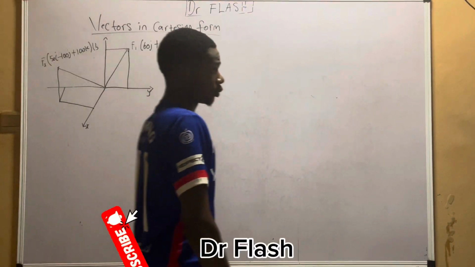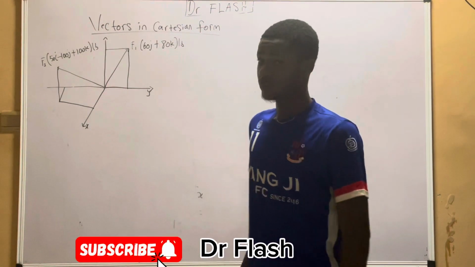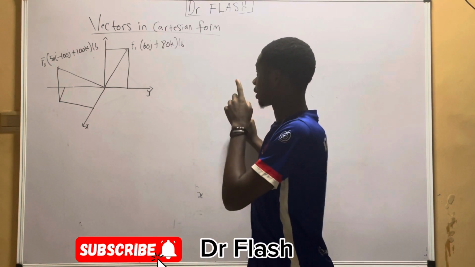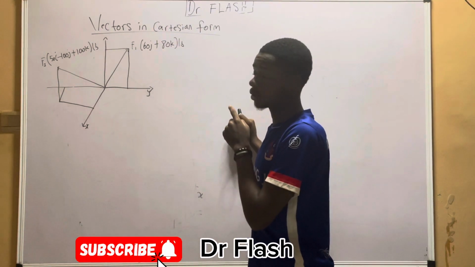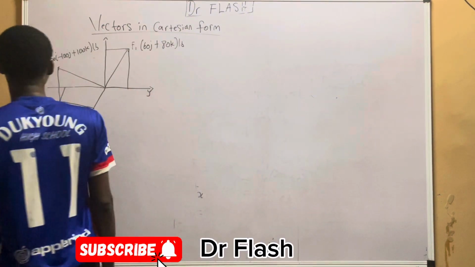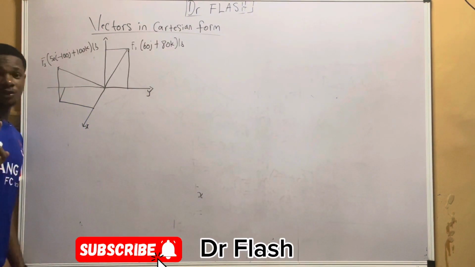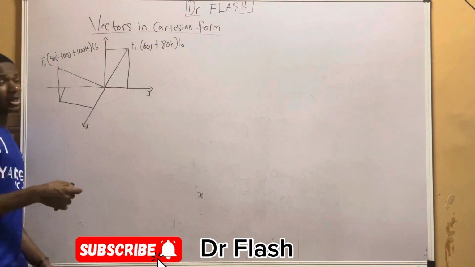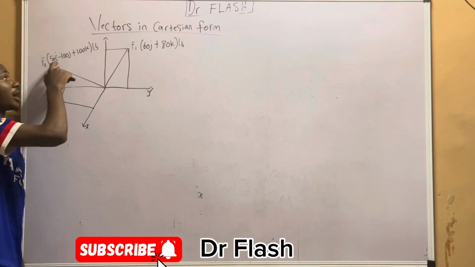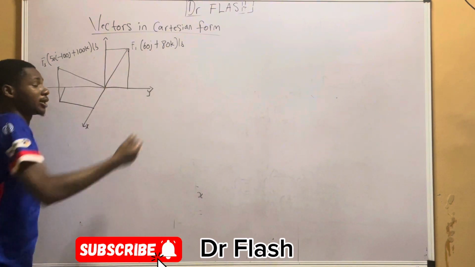In today's video, we're still going to be talking about 3D vector analysis, but here we're going to be solving problems in Cartesian form, or vectors in Cartesian form. There are several vectors where they are not giving the resultant, but rather they are giving various components, that is the x, y, and z, or the i, j, and k components.